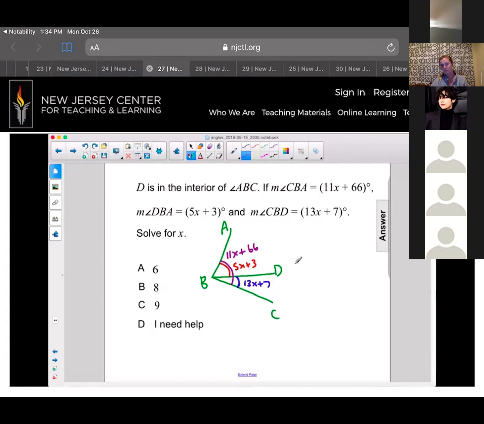We have the full amount, which is 11x plus 66, equal to 5x plus 3 plus 13x plus 7. So we have 11x plus 66 equals 18x plus 10. If we move that over there, we get 7x. That over there, we get 56. Therefore, x equals 8. The answer is B.